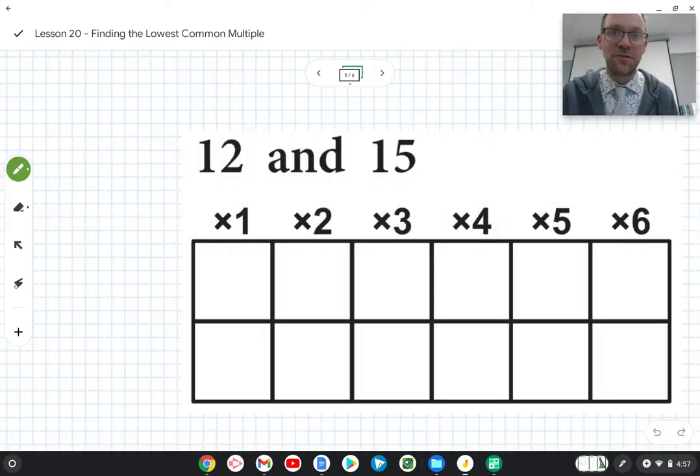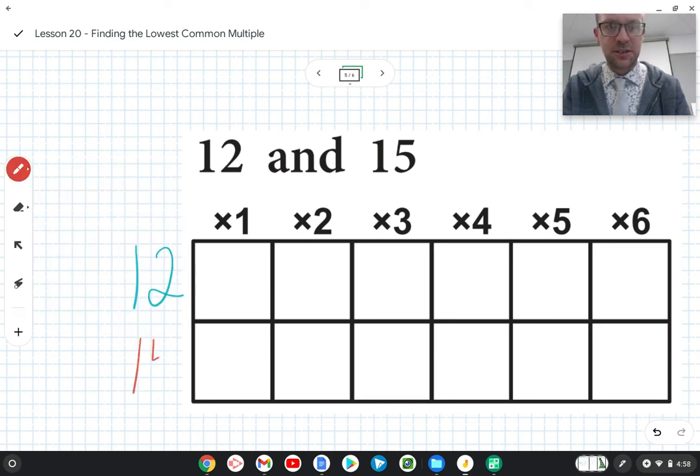All right, let's get you involved in this last example. And this time, I want you to do much more of the work, okay? So I'm going to go ahead and copy down 12 next to our first row and 15 next to our second row. Now, can you come up with the first two multiples for 12 and the first two multiples for 15? Go ahead and do that on your own right now, and then we'll see if we match up after.